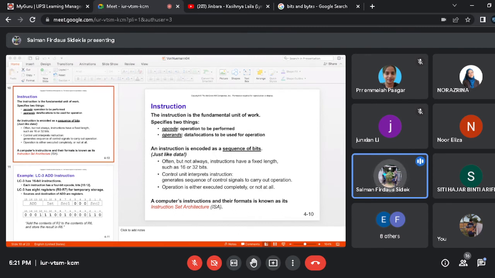Sebab dalam nota kata dalam instruction, in the instruction it has opcode and... apa tadi? Operand sir. Opcode dengan operand. So how does it look in the instruction? So I'll give you the architecture.